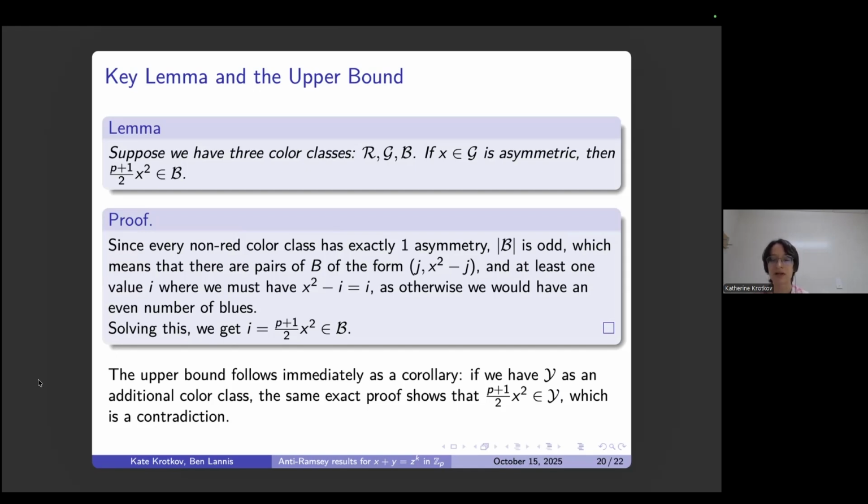And x squared minus I equals I has a solution here. We can get that it's equal to (P plus 1)/2 times x squared, and that has to be blue as we've constructed here. And from this, we immediately see the upper bound, because if Y is a fourth color class for yellow, swapping B for Y here means that (P plus 1)/2 times x squared is in Y as well. But that can't happen because the color classes are a partition of Z_P, so it can't have two colors at once. And so this proves an upper bound of 4 for every single prime, and this shows that a 4-coloring is impossible.